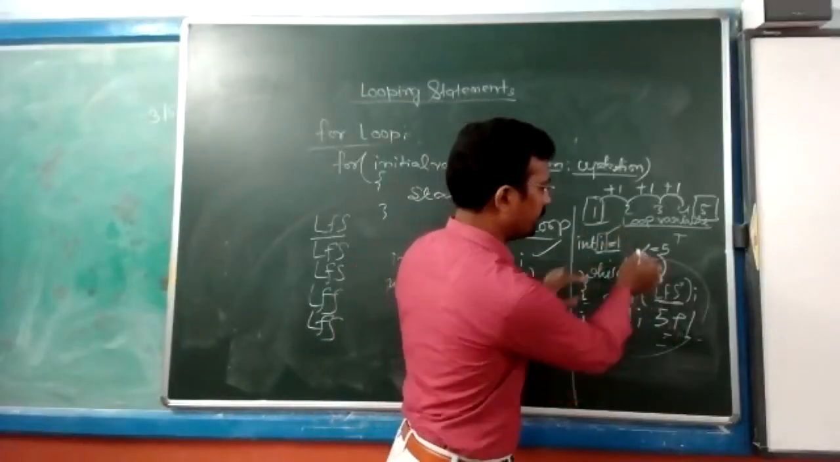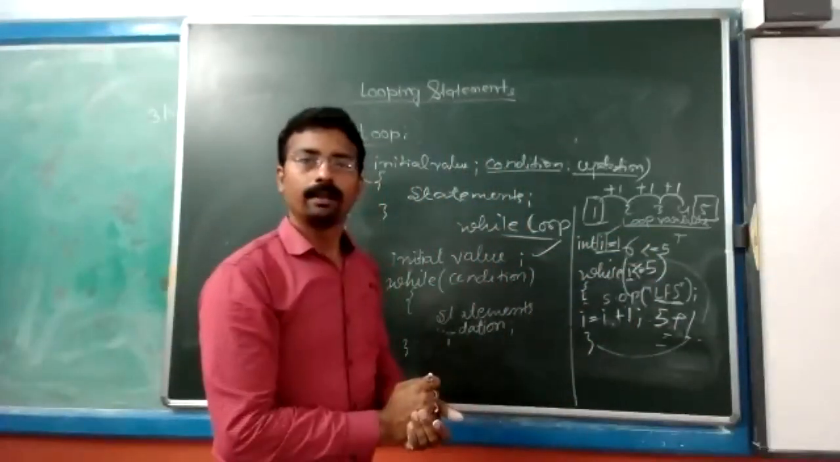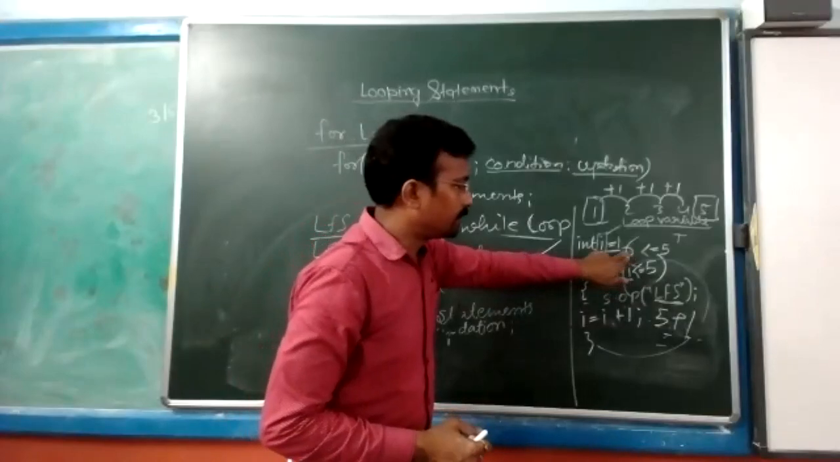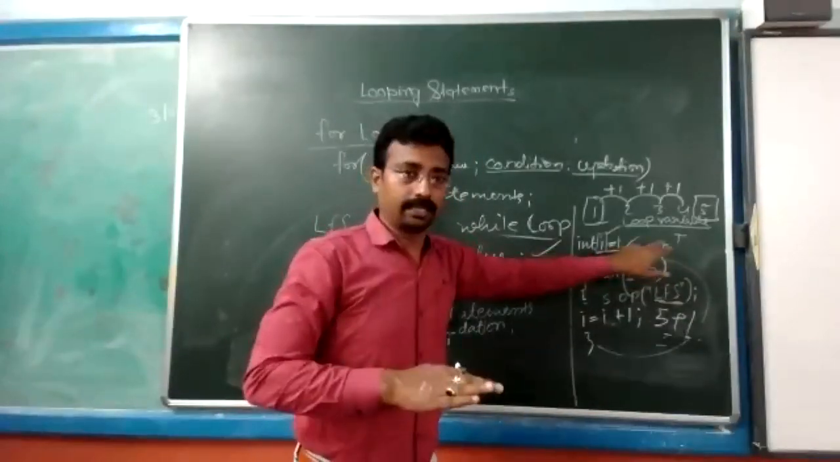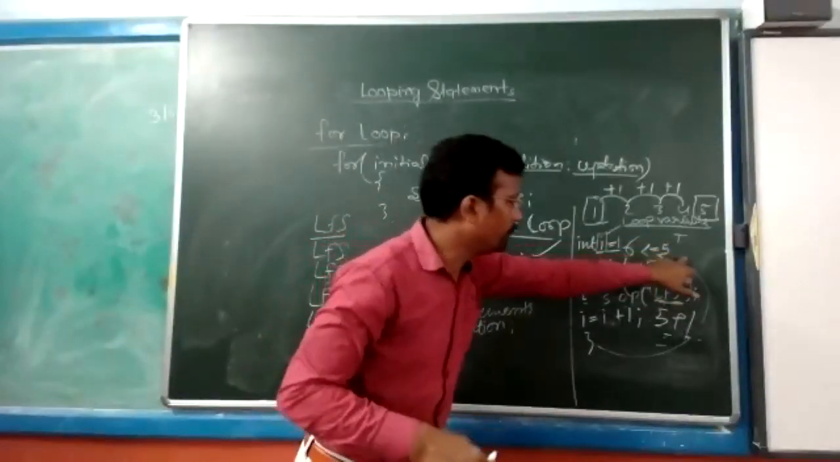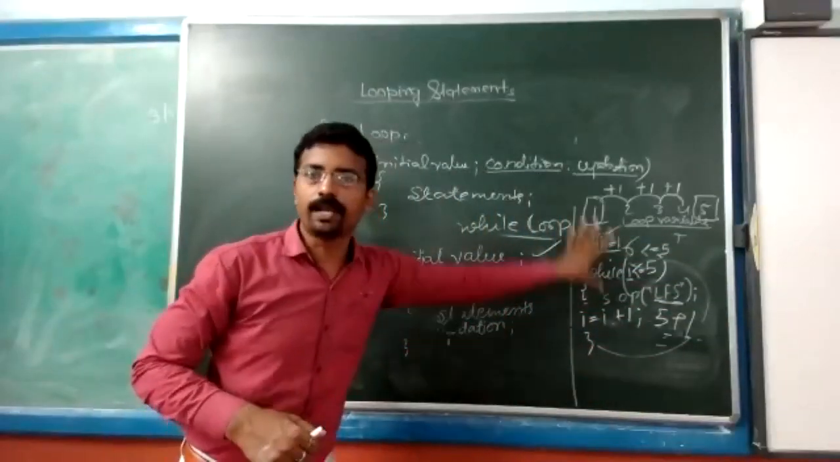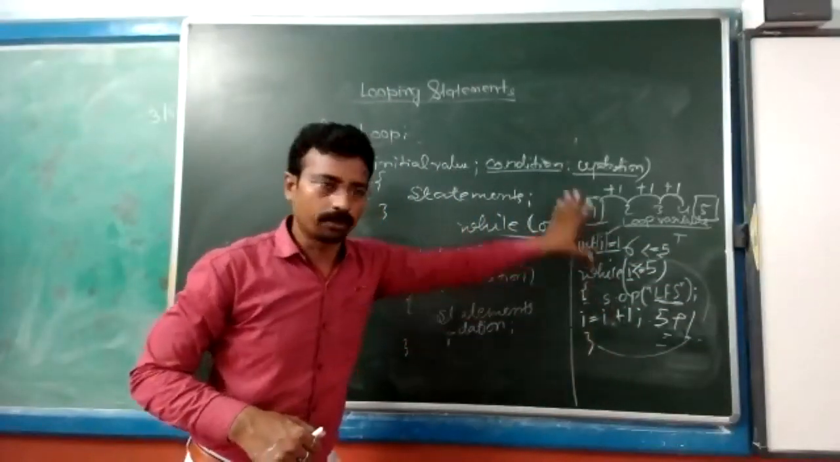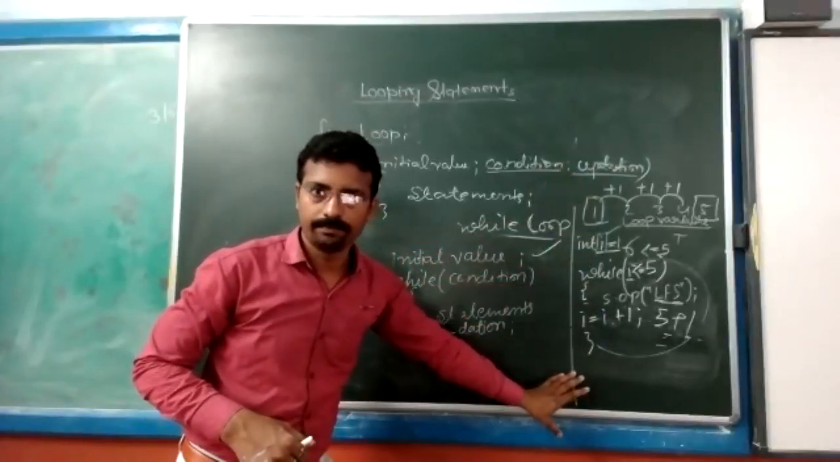6 is called here for the condition check. And due to this, what is happening? 6 is less than 5? No. 6 is equal to 5? No. So control will go outside of this. This way the control loop, the loop block, will be terminated.